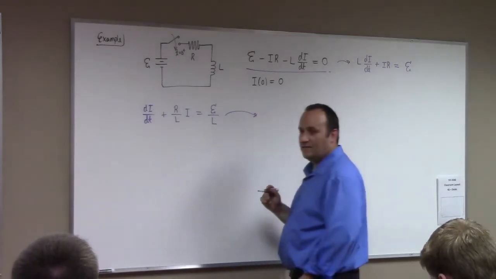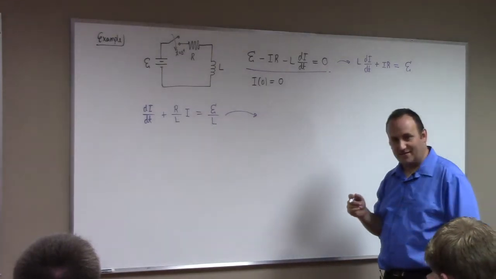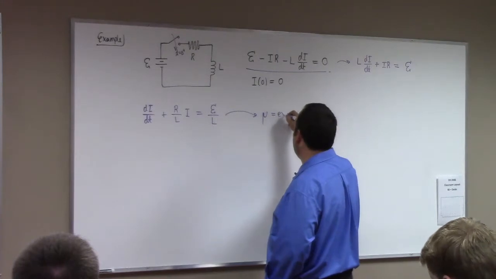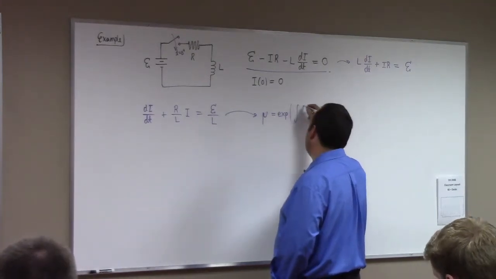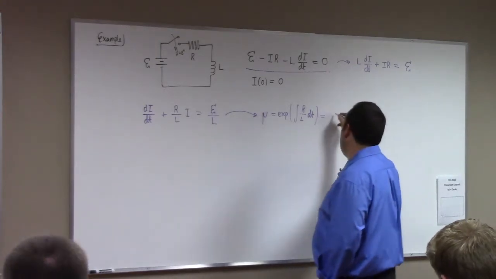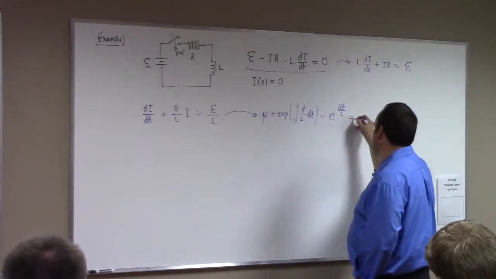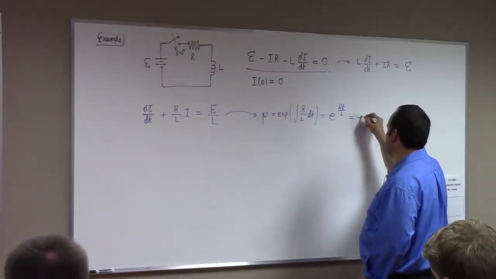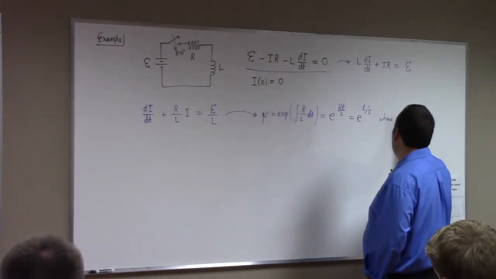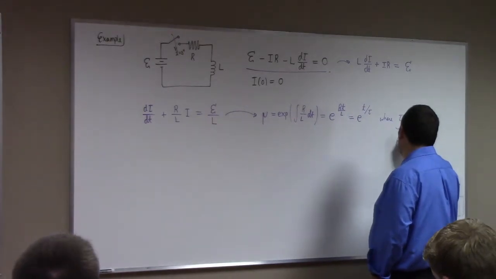Probably I should not call the integrating factor I here. That might be a bad choice, as I has a different meaning. Since we've already used I, we'll use mu for the integrating factor. It's going to be the exponential of the integral of R over L dt, which in other words is e to the Rt over L. Traditionally that is written as e to the t over tau, where tau is equal to L over R. This has a name, it's called the time constant.